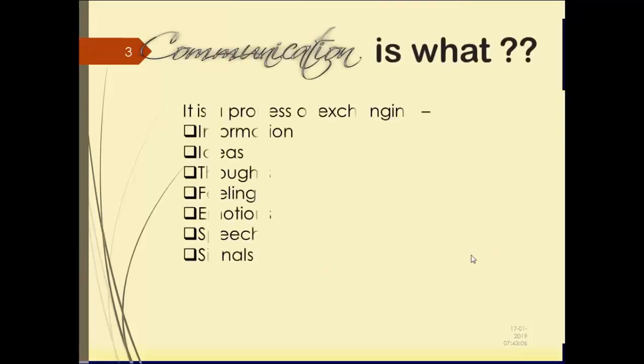So, what is communication? Communication is the process of exchanging all of the following, okay? Information, ideas, thoughts, feelings, emotions, speech, whatever. Okay? Communication is exchanging, giving and receiving information or ideas or thoughts. Now we are doing communication. You are receiving a message from me. Okay? If you have a question, that's a feedback, or you are asking for something, I'll answer you. Okay? I'll give you another message or feedback.